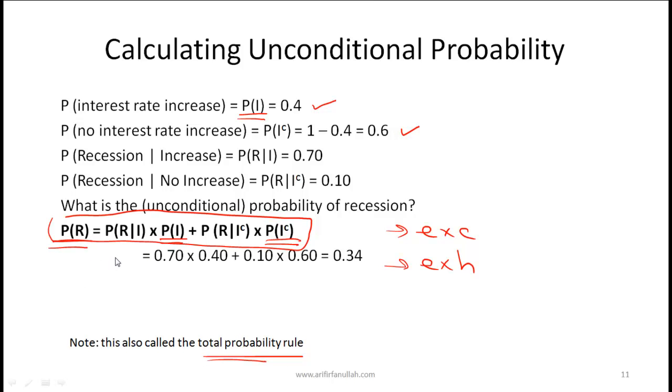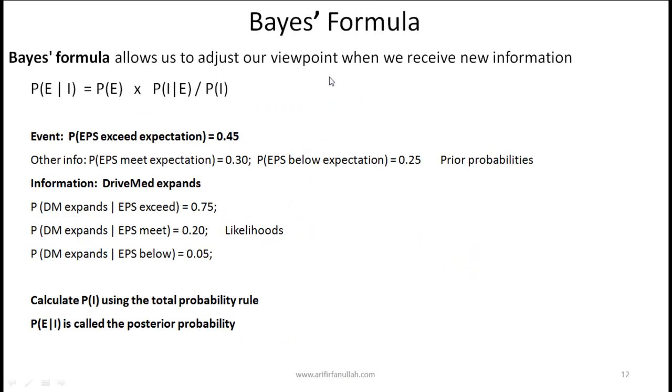but I hope this is good enough for you to understand the concept. Now we'll talk about the application of probability rules that we have learnt, and we will start with the Bayes formula. The Bayes formula allows us to adjust our viewpoint when we receive new information. So let's say that we are tracking a certain event and the probability of that event is given by P(E). What happens to the probability if we receive certain new information I?